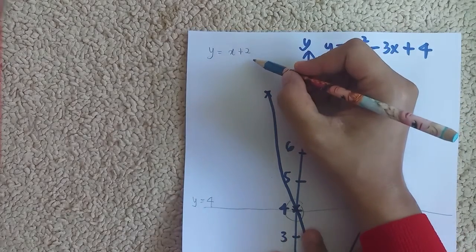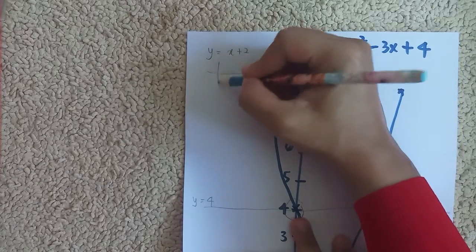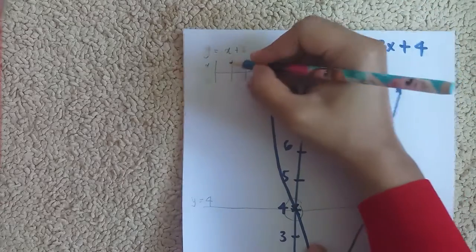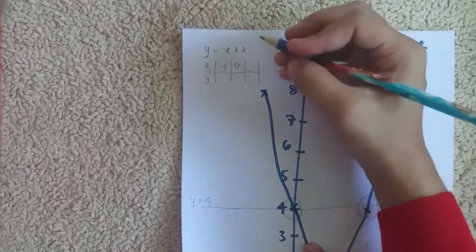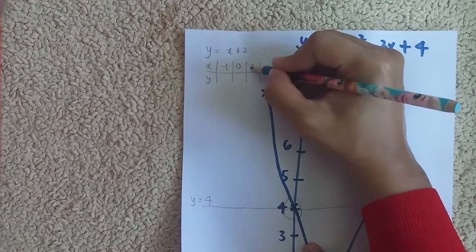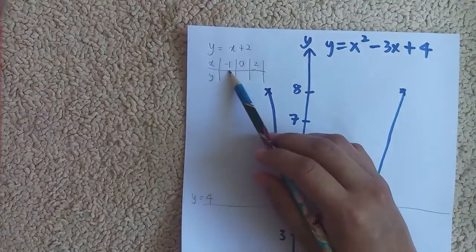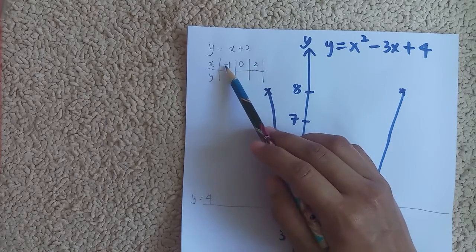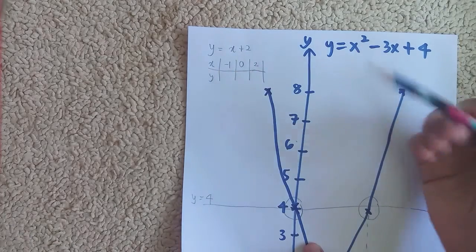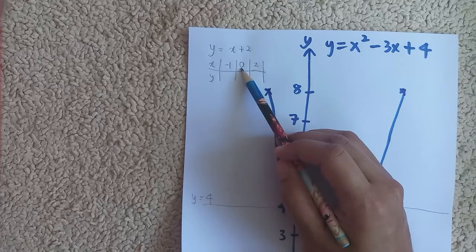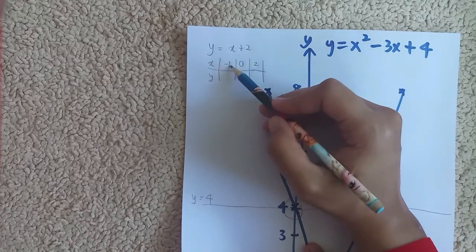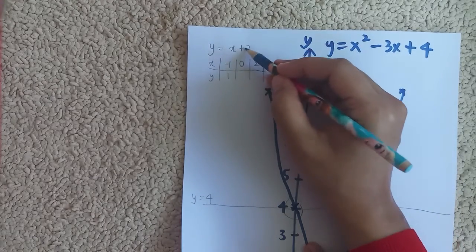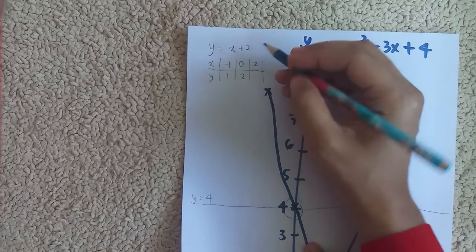So how do we sketch this graph? You make a box here, x and y. Usually I suggest students take 3 values: one negative value, one zero, and one positive, like 2. You can pick any other values if you want, like negative 2, 0, 2, or negative 1, 1, 3. It doesn't matter. Then you substitute the values. Negative 1 plus 2, you get 1. 0 plus 2, you get 2. 2 plus 2, you get 4.